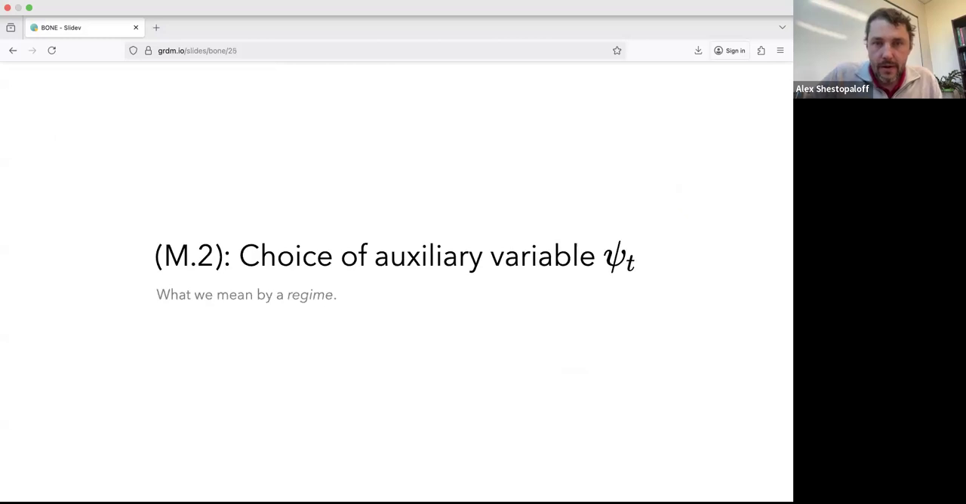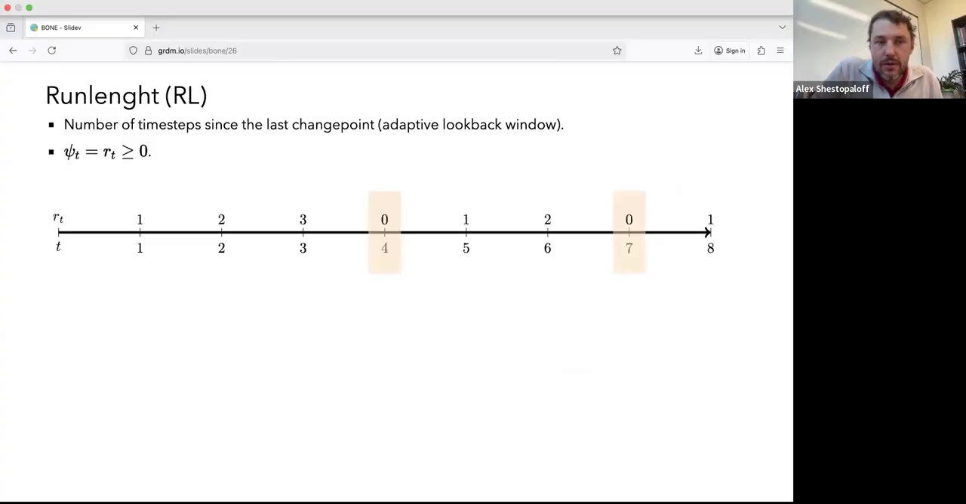Okay. All right. So now, talking about non-stationarity, let's make this a bit more explicit, and let's talk about the choice of the auxiliary variable psi, right? One possible choice is inherited from the change point detection literature, where you typically track something like a run length. The run length is a variable that tracks the time since the last change point. So here we can set our variable psi to be RT. RT is the number of time steps since the last change point, right?